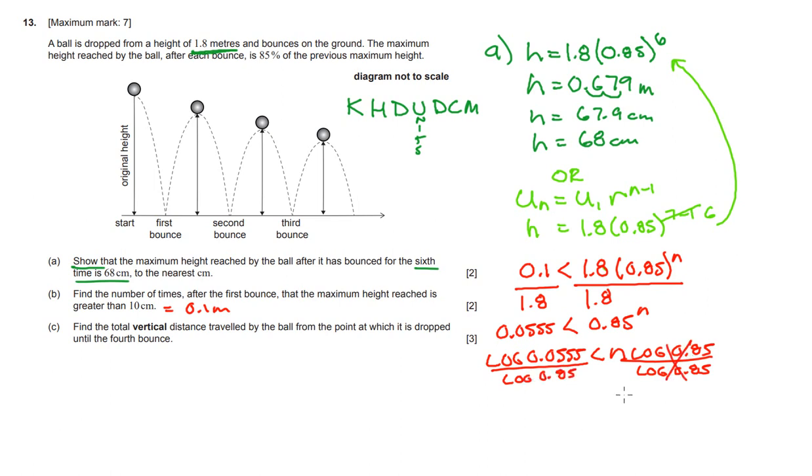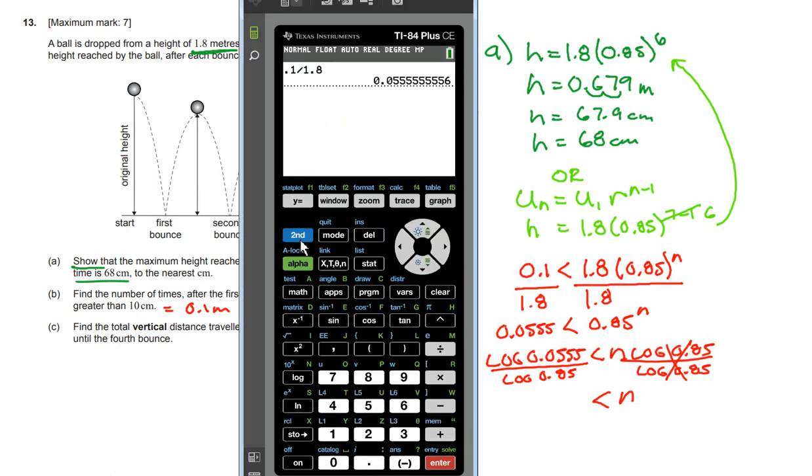Log of 0.85. And that's going to tell us that n has to be greater than whatever we get for that. So we will do log of our answer equals, and then divide by log of 0.85. And we get, oh, what did I do? Let's try this again.